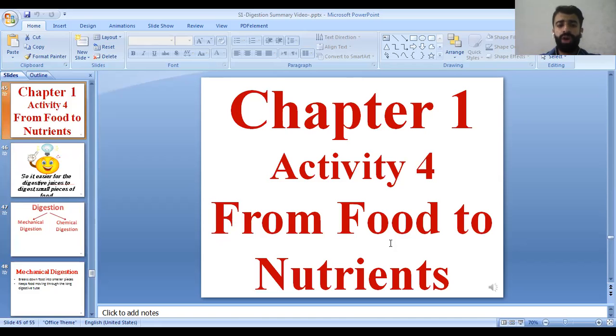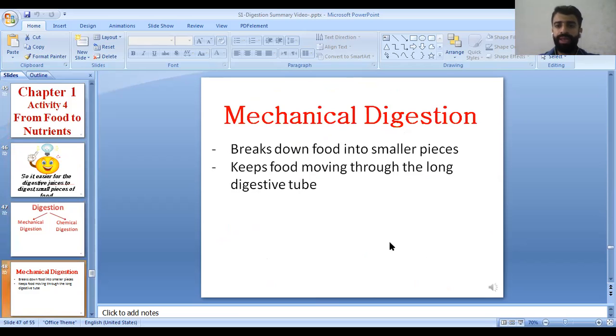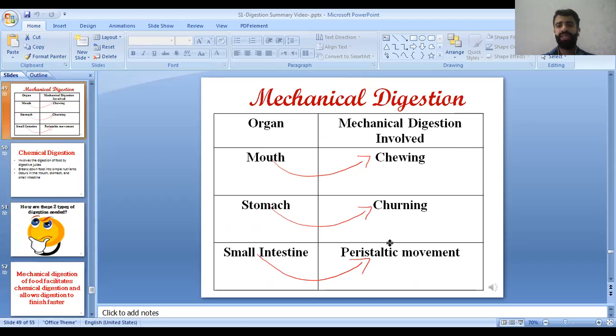Chapter 1, Activity 4, Transport of Nutrients. You have to know that mechanical digestion and chemical digestion form the parts of digestion. Mechanical digestion breaks down food into smaller pieces, whereas it keeps the food moving through the long digestive tube. Mechanical digestion includes different movements.